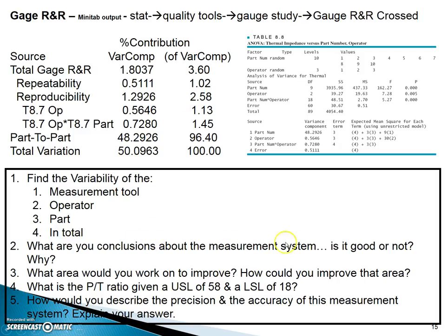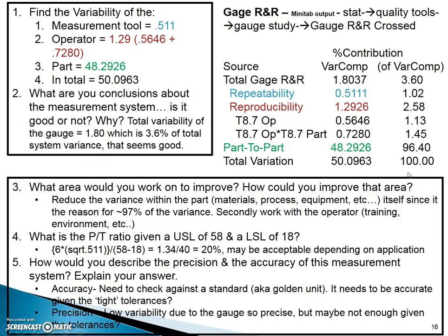So what are our conclusions about the measurement system once this ANOVA has been run? Is it good or not, and why? We would also want to focus on what area we would work to improve and how we would improve that area. Running the numbers is one thing. Knowing what to do with those numbers is why companies have engineers, okay? What is the precision tolerance ratio given the user specifications? And how would you describe the precision and the accuracy of this measurement system? We just introduced precision and accuracy concepts in an earlier slide. So let's go over and answer those questions.